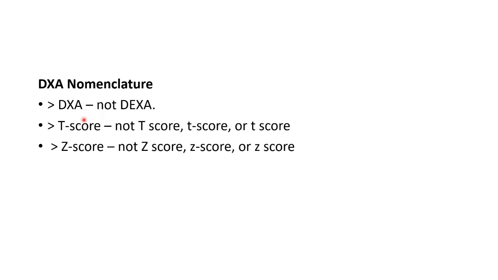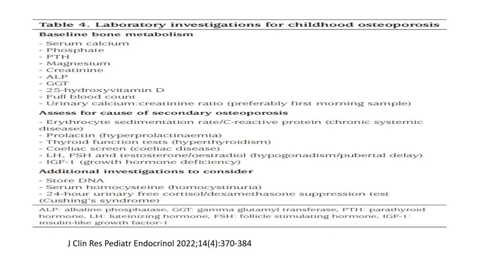These things we have already discussed. What usually happens is that we see DEXA on our prescription, but that is not right. We should write DXA. We should use a small t rather than a capital T, and not a capital Z but a small z. So these are the latest terminologies. We should remember small t, small z and DXA. These are the latest things we should try to remember always.